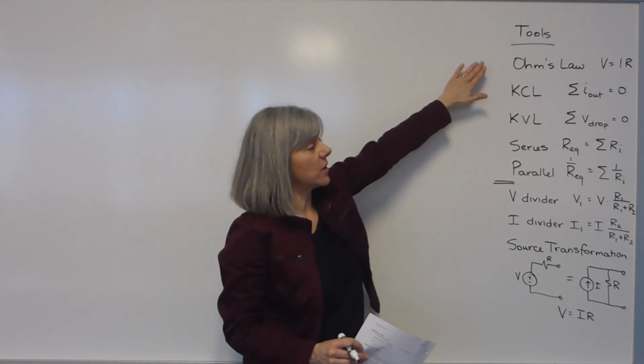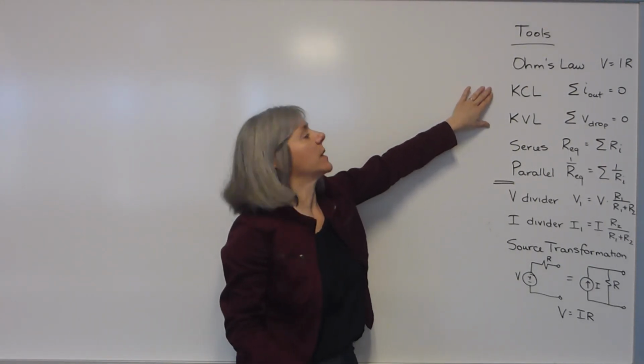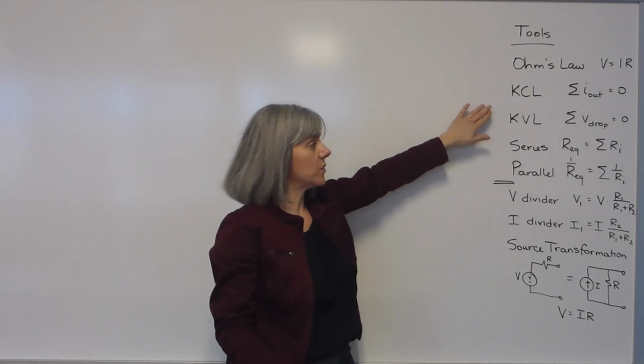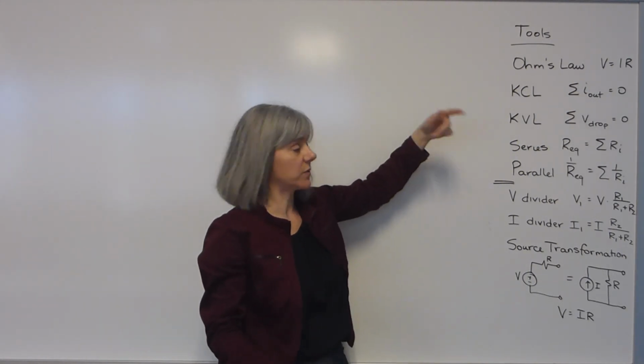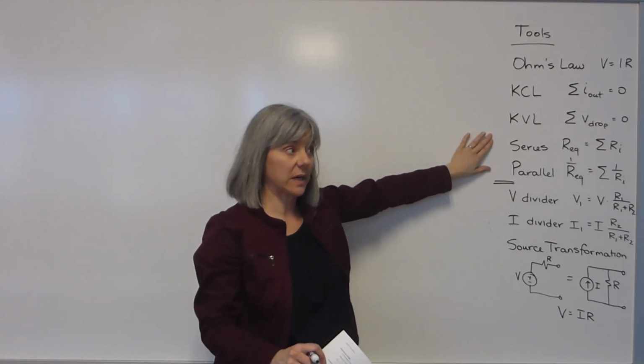What do we have so far? We have Ohm's law, V equals IR, KVL and KCL, which are just summations: the sum of the currents out equals 0, or the sum of the voltage drops equals 0 around the mesh. We also now know how to combine resistances in series and in parallel.